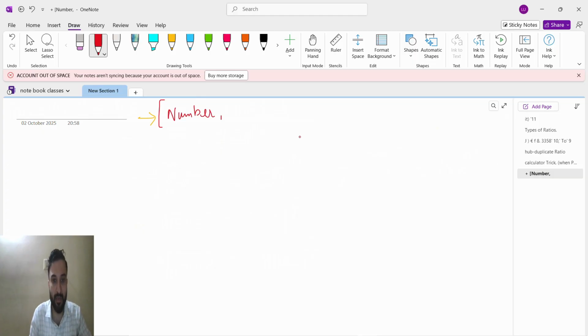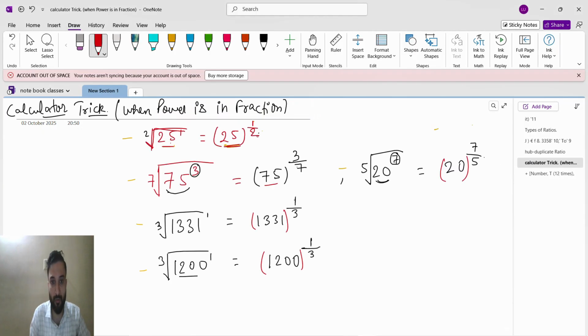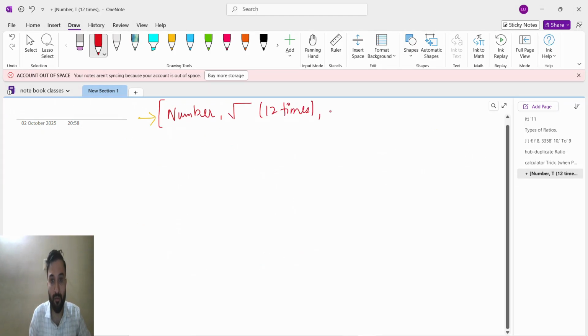Then after that we have to do square root. You have to press the square root button 12 times. Whatever you get, do minus 1. After every step you will press equal, so we will get the final answer accordingly. And then after minus 1 you will multiply with the numerator and divide by the denominator. Okay, multiply with numerator, divide by denominator.